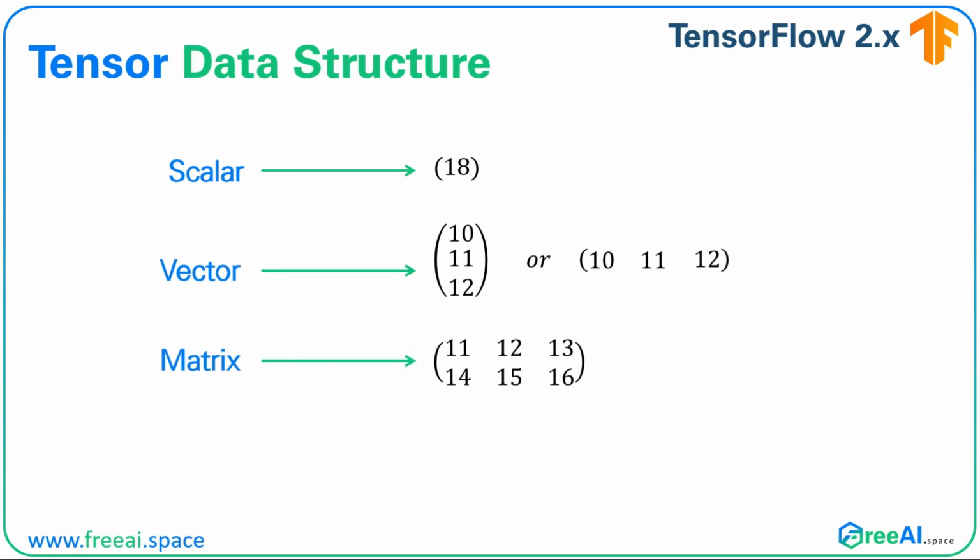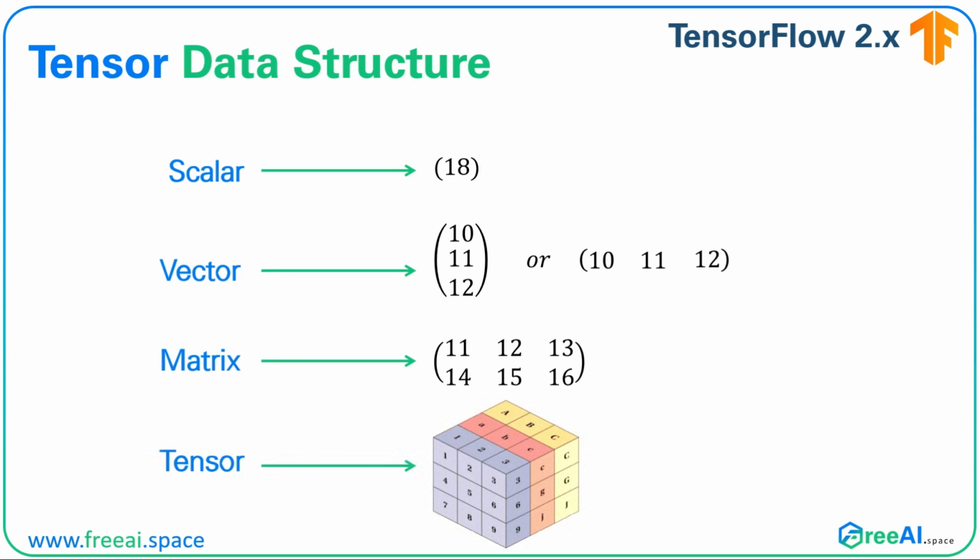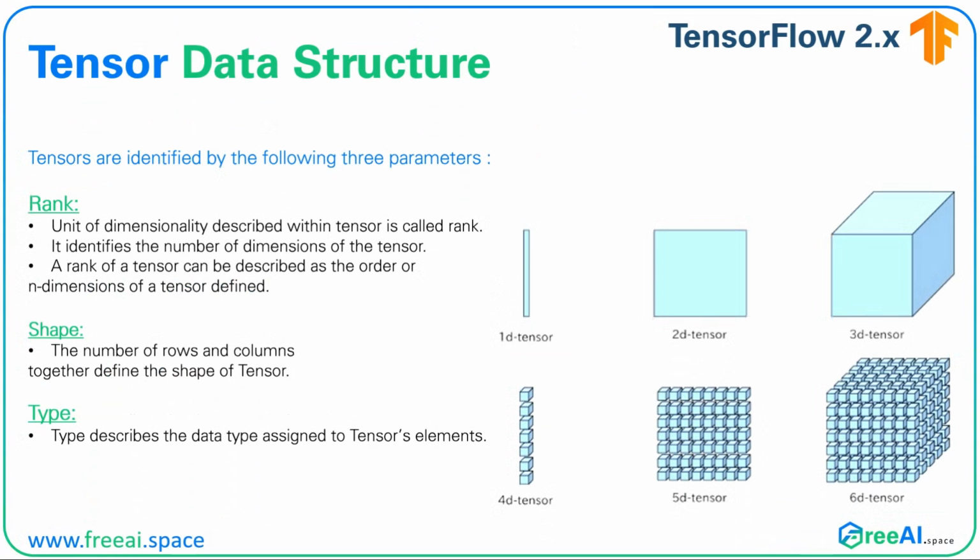And if an array is more than 2 dimensions, those are called tensors. In TensorFlow, we call vectors 1D tensors, a matrix, which is a 2-dimensional array, is called a 2D tensor, and a 3-dimensional array is called a 3D tensor, and so on. Basically, we can identify the tensors by 3 parameters: rank, shape, and the type.